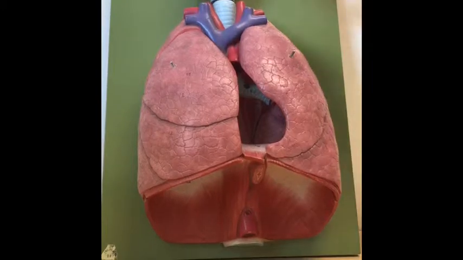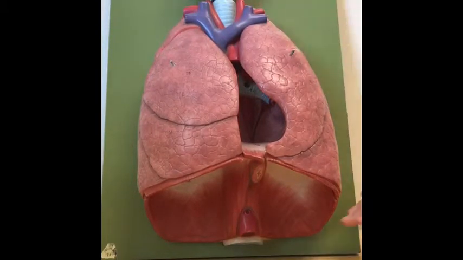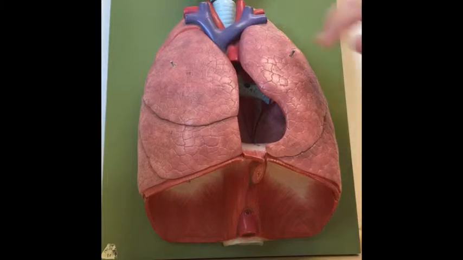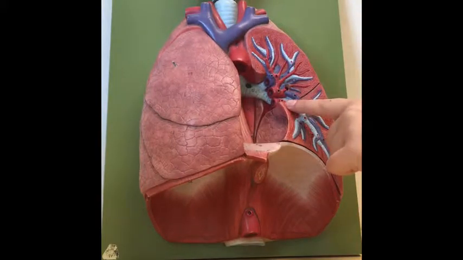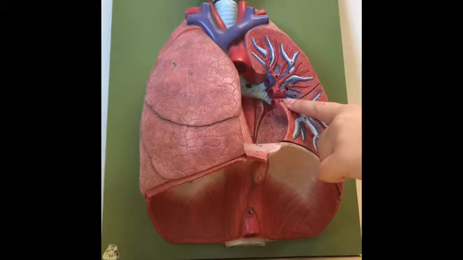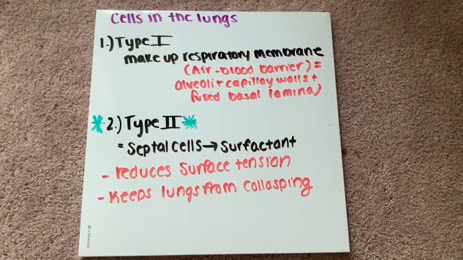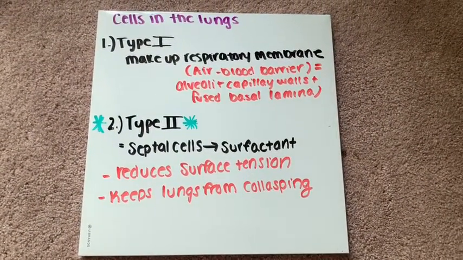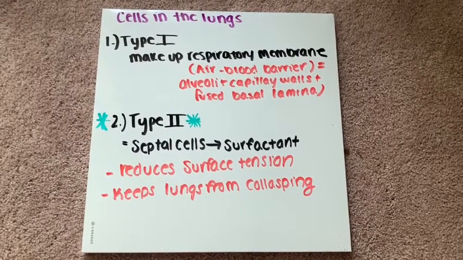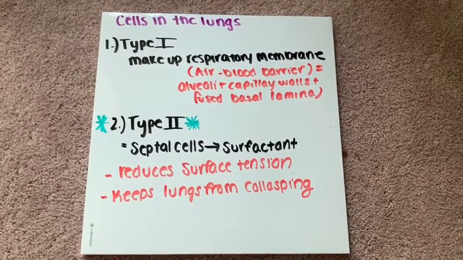You have the apex, the base, and the hilum, which is an indentation for blood vessels to enter the lungs. There are 2 types of cells in the lungs. Type 1 make up the respiratory membrane, which is the air-blood barrier. This is composed of alveoli, capillary walls, and fused basal lamina.